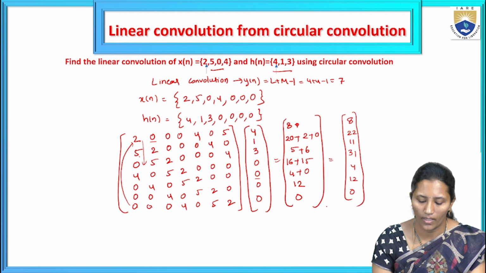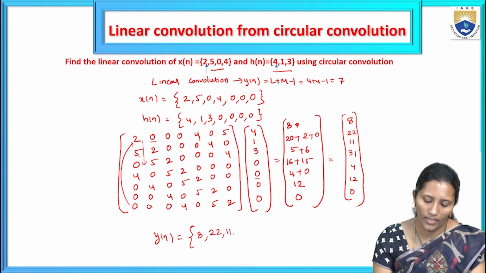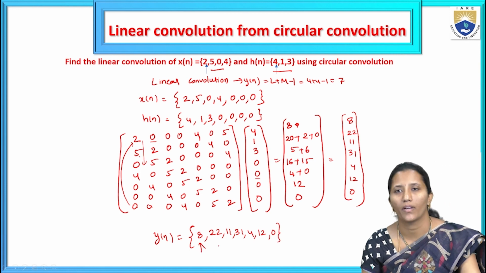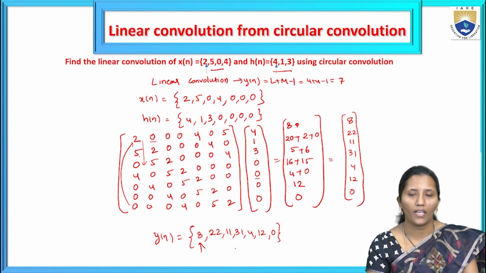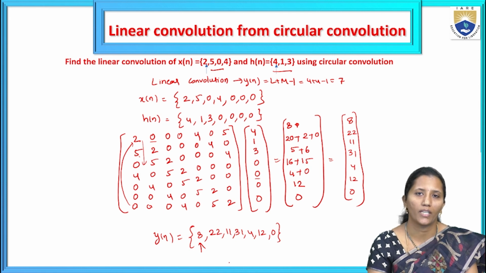So the y of n is 8, 22, 11, 31, 4, 12, 0. The starting indexes of both are 0. In the linear convolution, the length is equal to L plus M minus 1, so 7 samples we are getting. For the circular convolution, it is the maximum of L and M, that is, the maximum of 4 and 3, 4 samples.